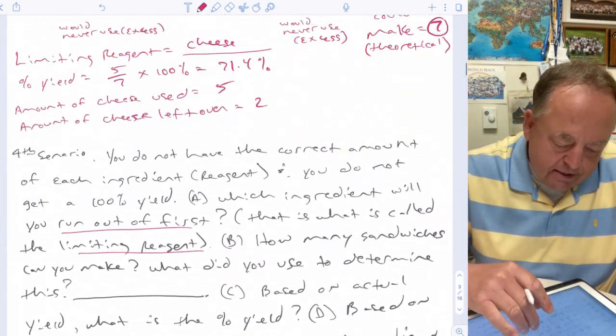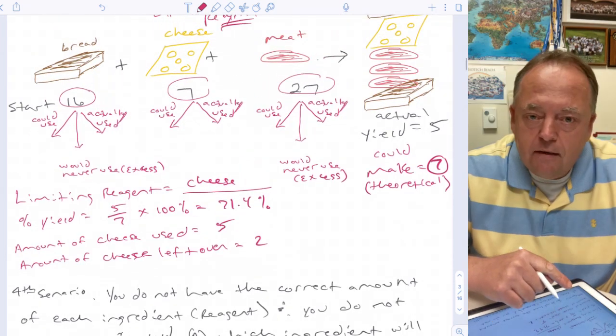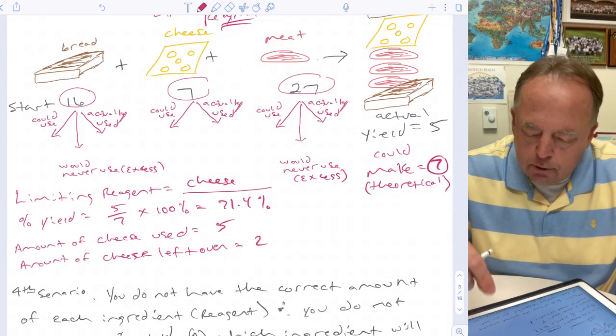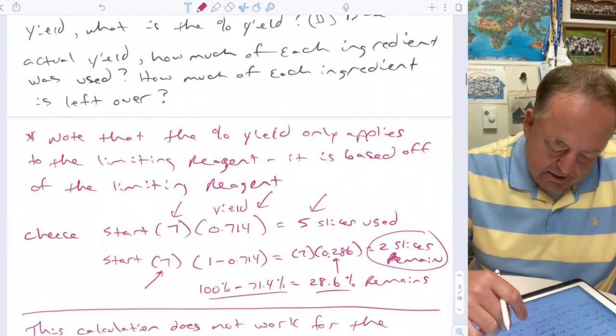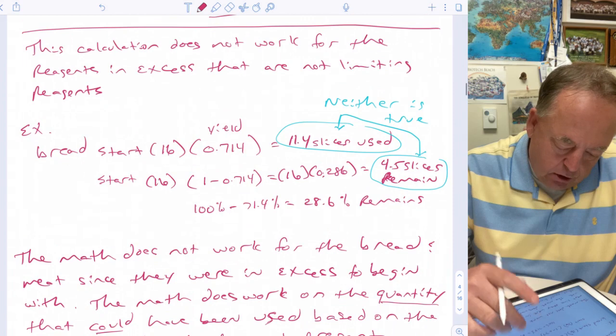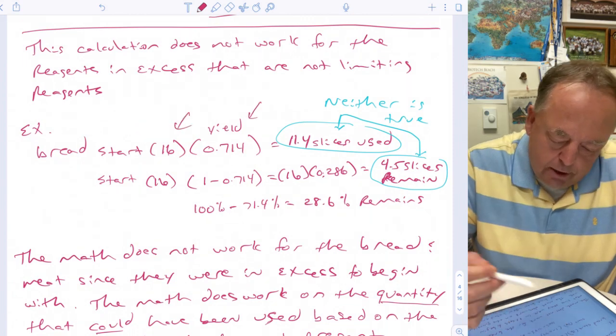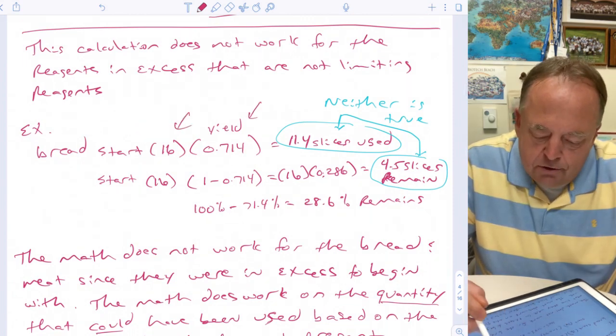But this calculation does not work for the reagents that are in excess. So the bread is in excess, right? You're going to have some bread left over and you're going to have some meat left over. The percent yield does not apply to them. So it's easy to see, just do the math. If you started with 16 slices of bread and you multiply it times the yield, that would say you used 11.4 slices of bread, but that's obviously not true.